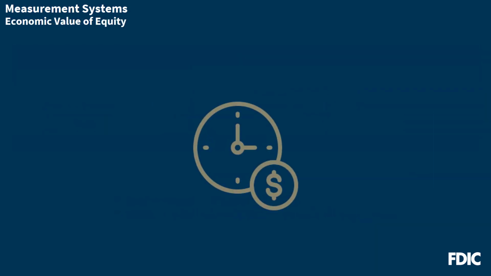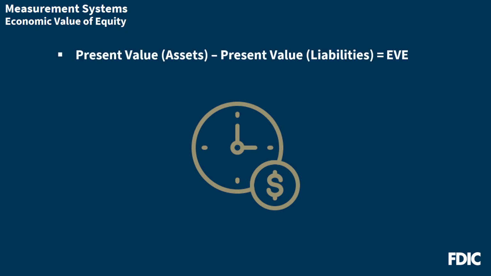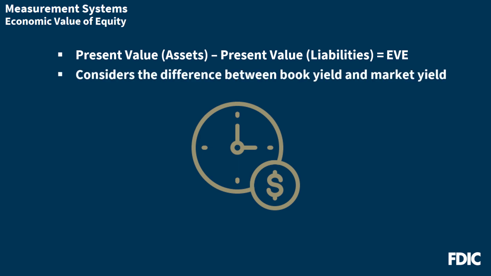Let's move on to economic value of equity, or EVE, which is the difference between the present value of assets and the present value of liabilities, and the value of applicable off-balance sheet items. How is this different than the book value? Well, net present value is different because it considers the difference between book yield and market yield. Let's look at an example.